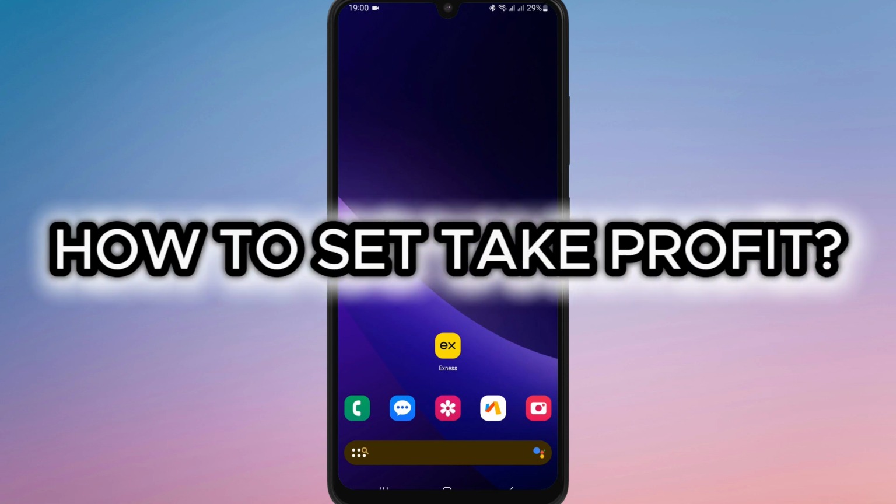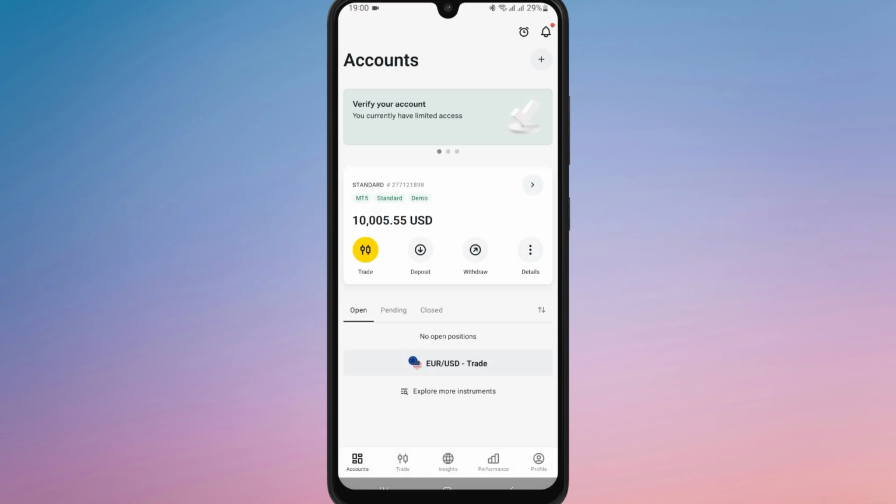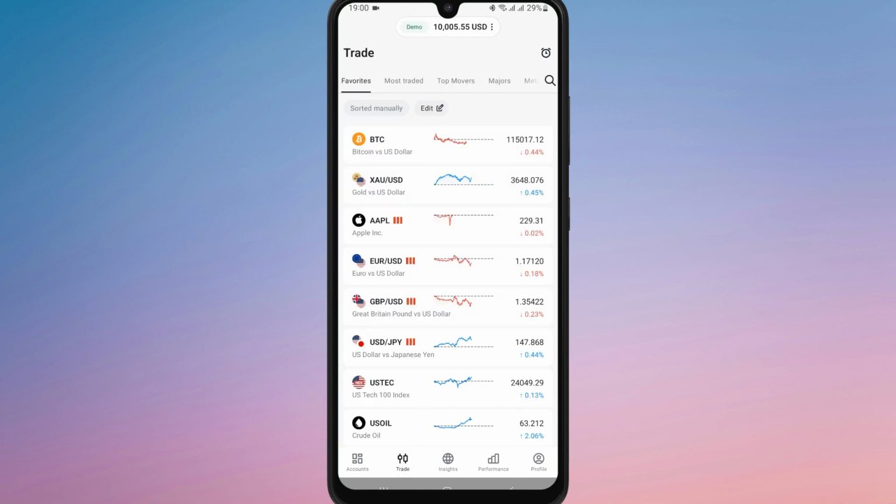How to set take profit in Exness. First of all, open the app on your device and make sure you are logged in. On the home screen, tap on the trade section to view the available markets.